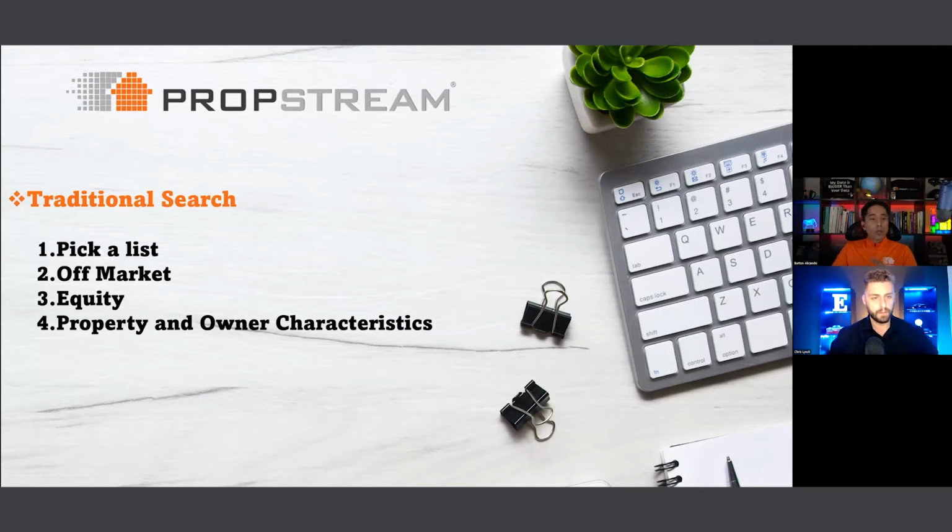And number 4, because Propstream collects commercial buildings and office spaces and all sorts of types of properties, you've got to let us know what type of property characteristics you want and owner characteristics as well. As I mentioned in the previous video, the list you build with us will most likely be the list that's going to call you back. So who do you want calling you back, right? Corporate owners, individual owners. So this is the traditional step, right? Pick a list, off-market, equity, property, and owner characteristics.